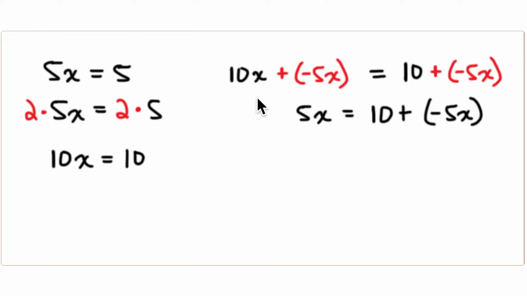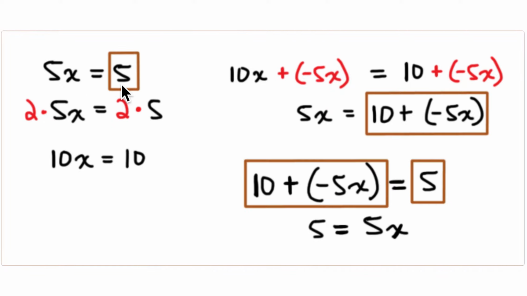All right. So I'm going to change this equation to 5x by adding a negative 5x. So this becomes 5x. So this same 5x here. So what happens to the right side? It should become 5. Well, it doesn't. It becomes 10 plus a negative 5x. So I had the same realization as before. If 5x equals 10 plus negative 5x and 5x equals 5, then those two expressions are equal to each other. They both equal 5x. That means they have to equal each other. So 10 plus a negative 5x equals 5.